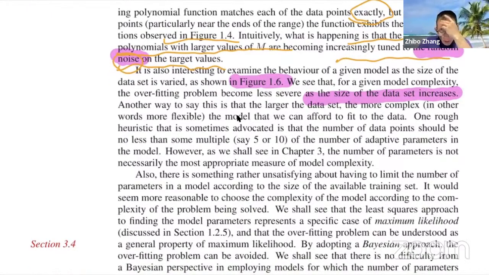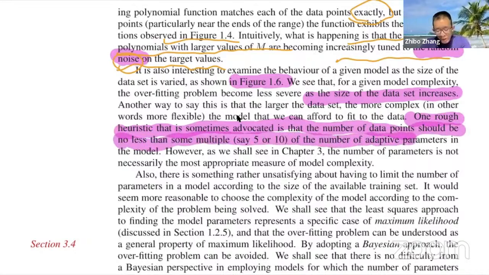Another way to say this is that the larger the data set, the more complex the model that we can afford to fit the data. One rough heuristic that is sometimes advocated is that the number of data points should be no less than some multiple of the number of adaptive parameters in the model. However, as we shall see in chapter 3, the number of parameters is not necessarily the most appropriate measure of model complexity.